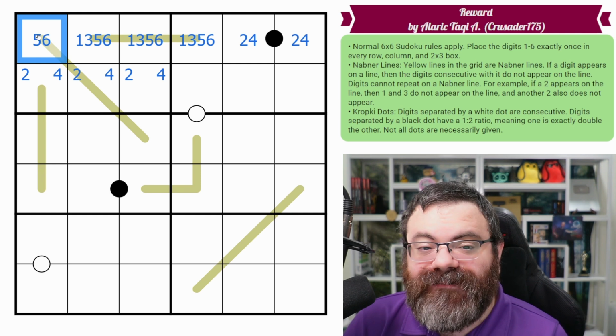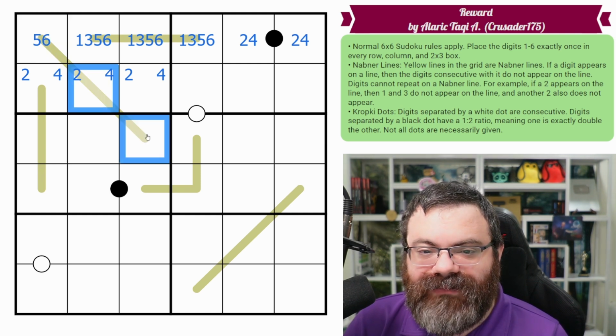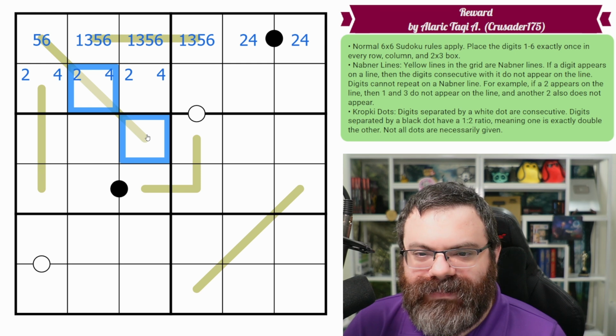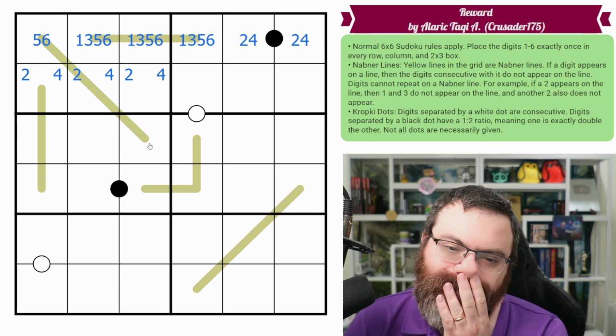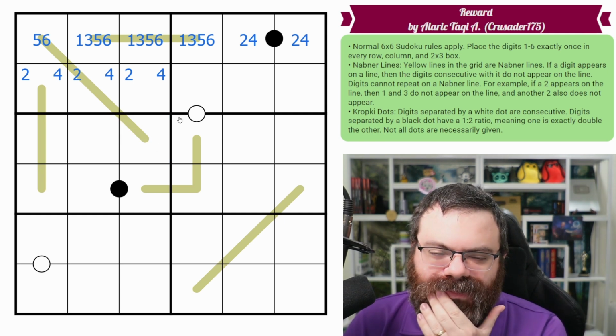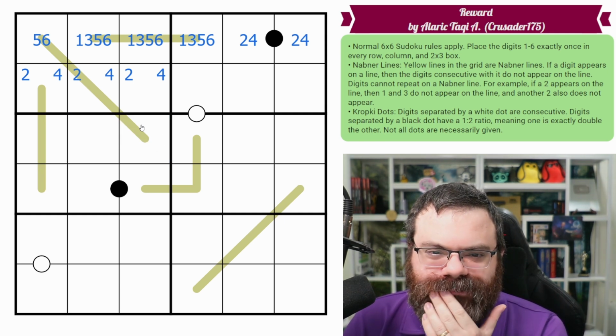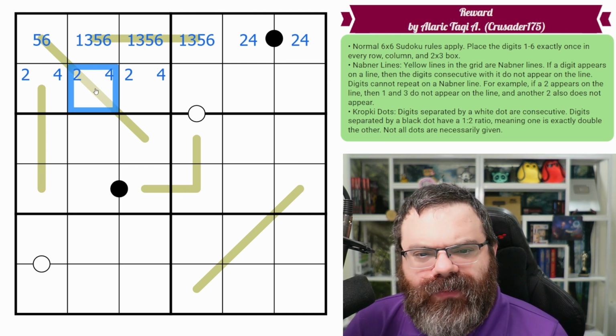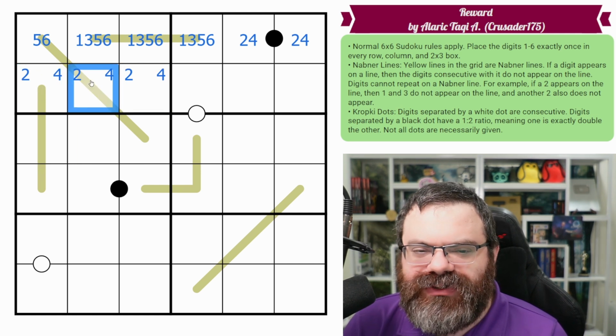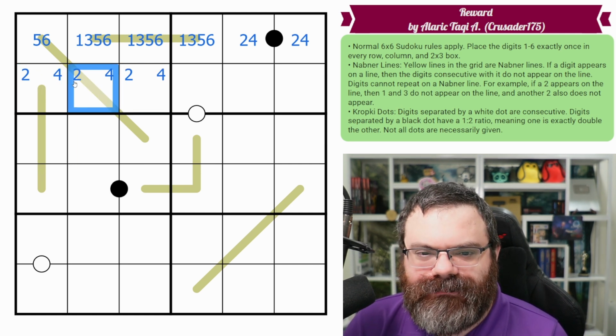Okay, now if we know it's a 5, then this ends up being 5 with a 1, 3 pair. It does a lot of things, but I don't think it's a problem. Yeah, this being 2, 4 really limits things.